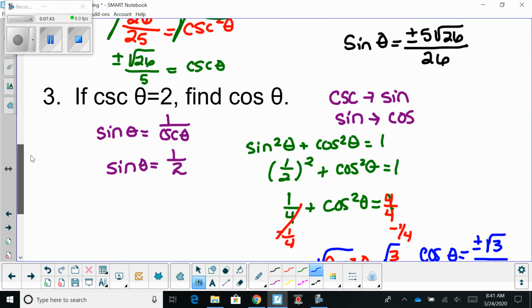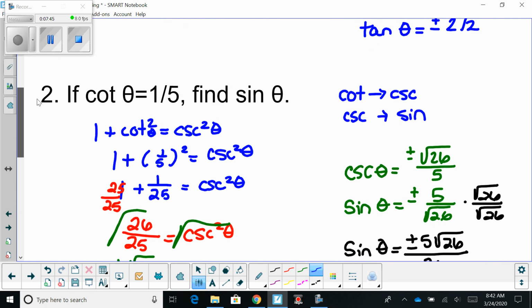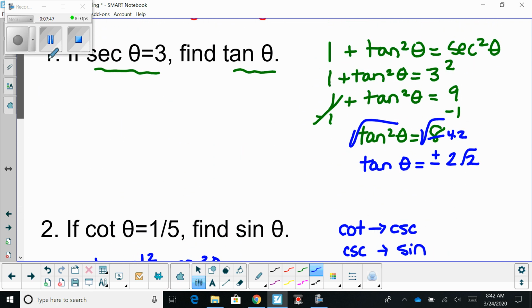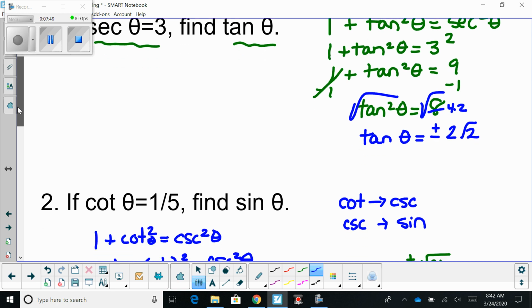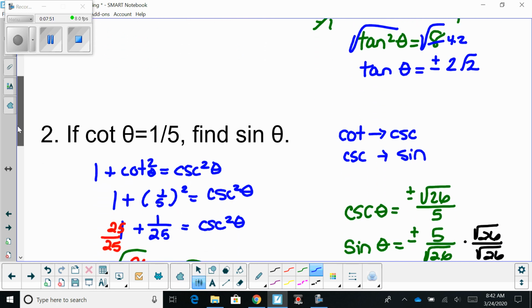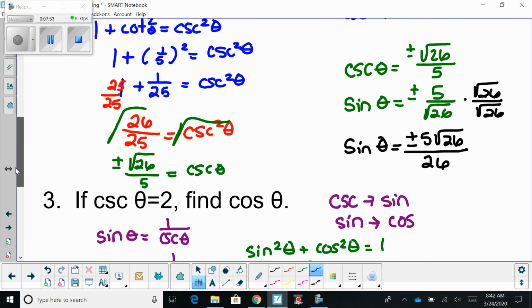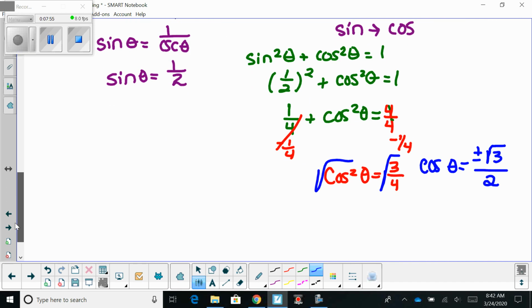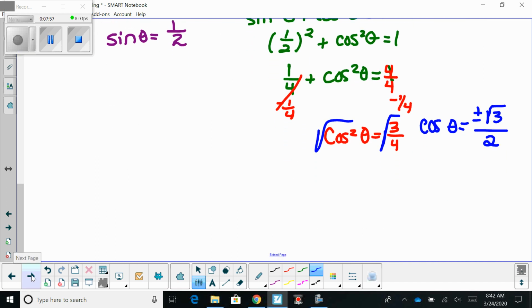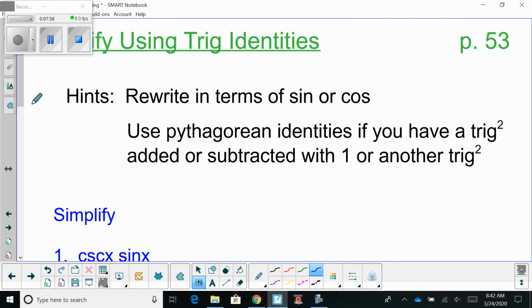Now, I know all 3 of these are review, and I honestly do not remember who was in class that Thursday and who was not. But like I said, I will scan and post the worksheet if you did not get it in class that Thursday. Now, something else we're going to look at today is simplifying. This we did not look at, so this is considered new.